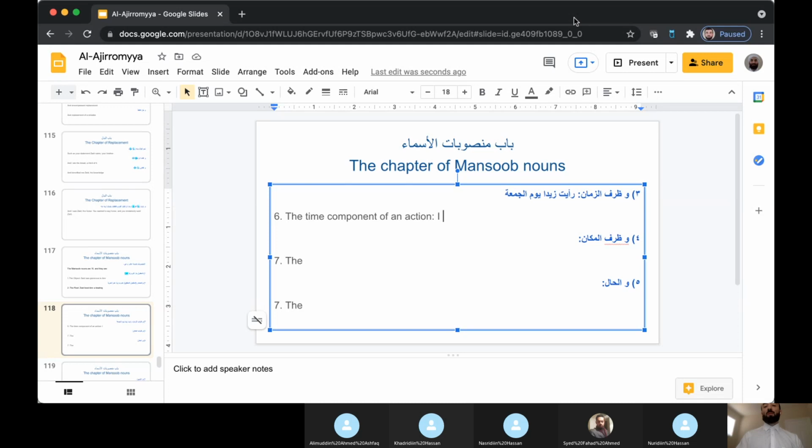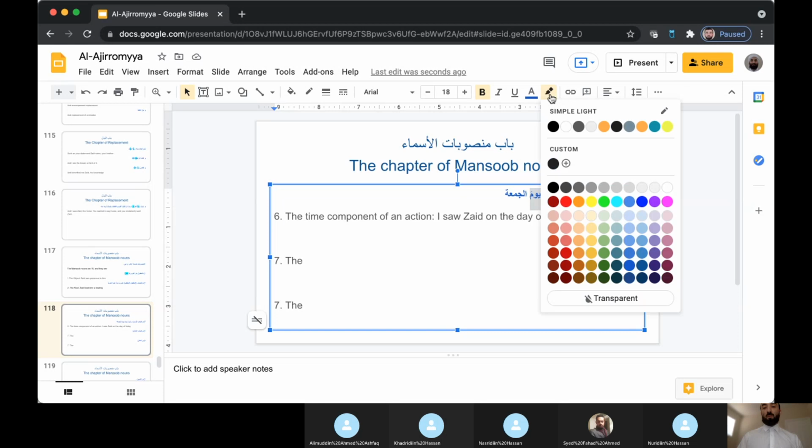And the time component of the action, I'm sorry, is always mansub. I saw Zaid on the day of Friday. Right? So that's why Yawma here will get nasab, and this is the part that we are worried about in this chapter.